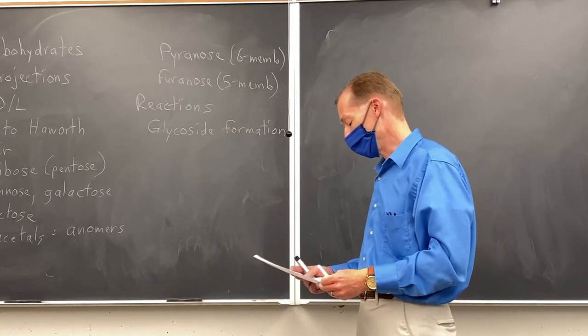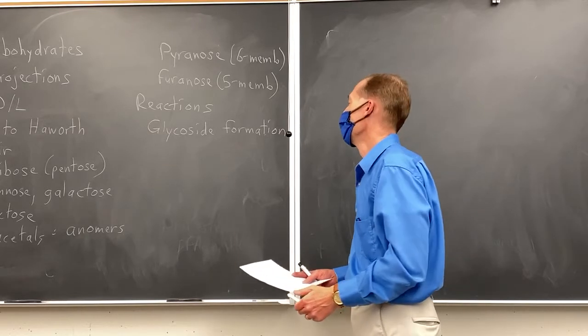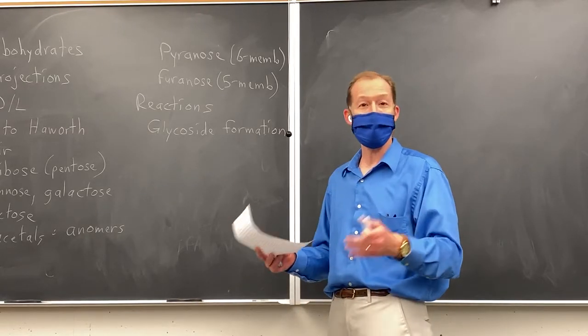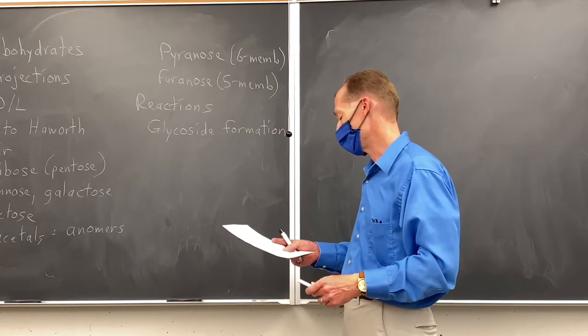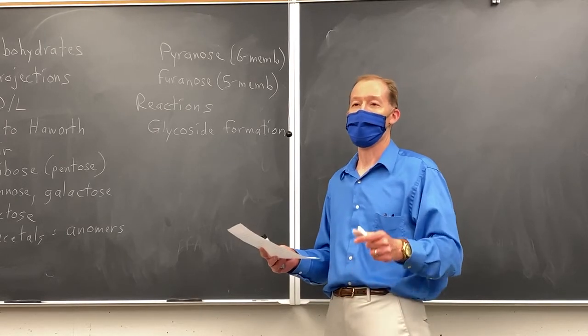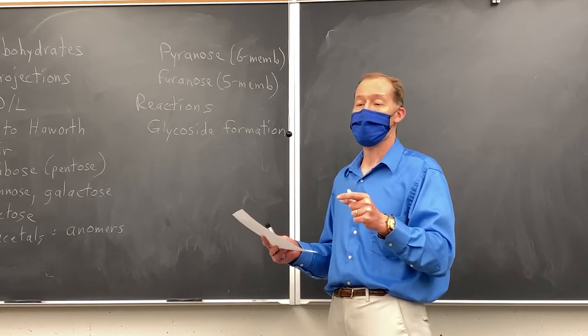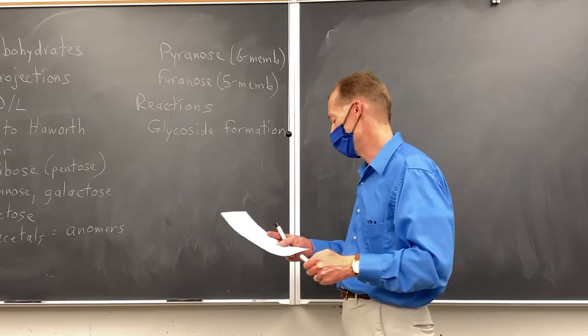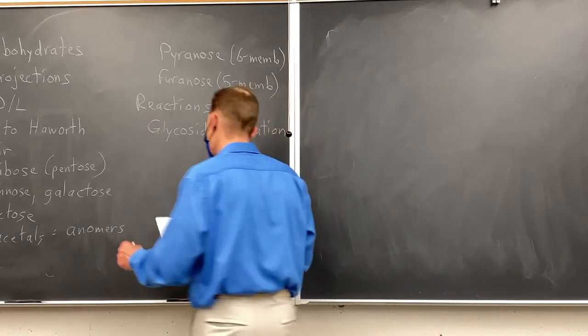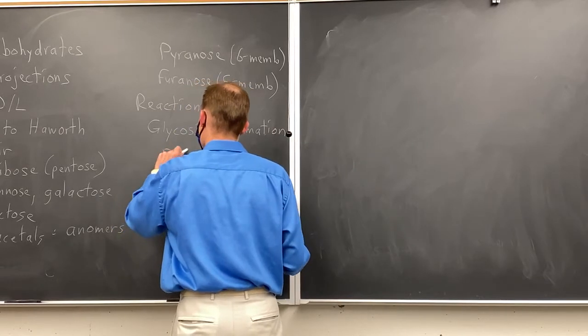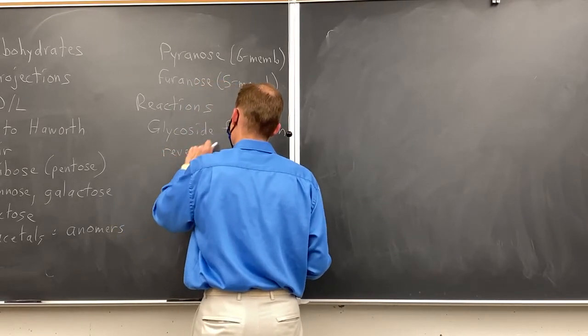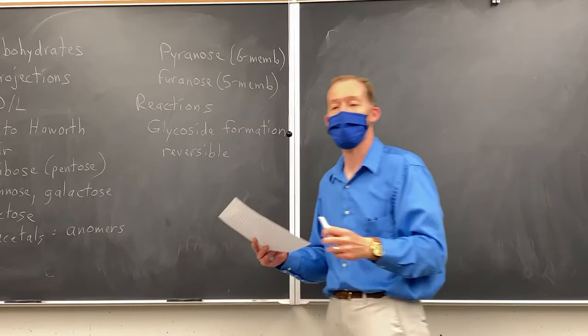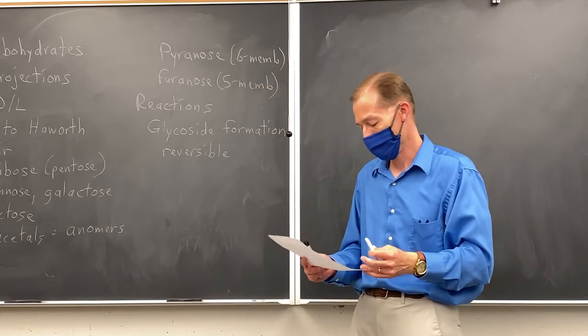Some key features about this reaction. We obtain mixtures of anomers from a glycoside reaction. We form that resonance stabilized cation intermediate that then gets attacked by the alcohol from either face. This is a reversible process, so we are able to hydrolyze glycosides if we treat them with aqueous acid.